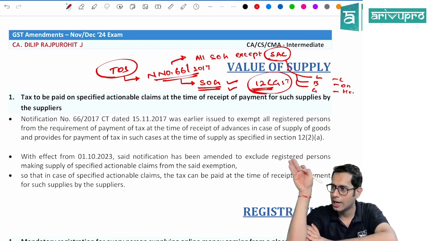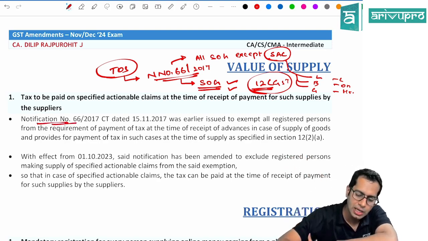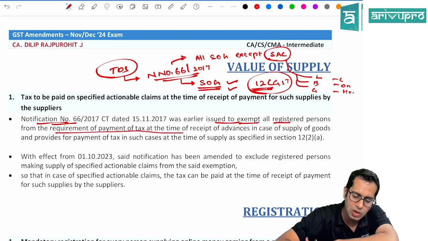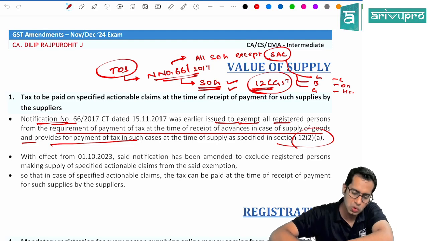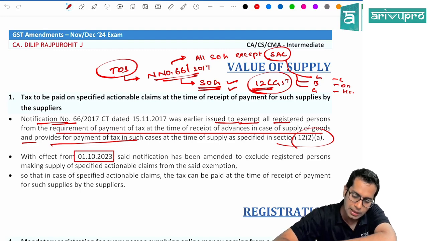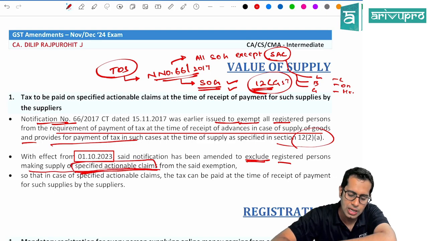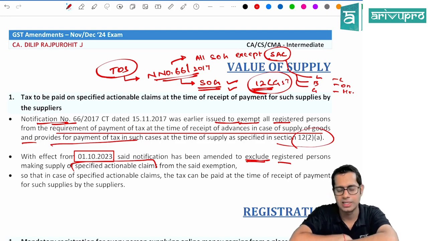What is this amendment or clarification telling, sir? Notification number 66/2017 was issued to exempt registered person from the requirement of payment of taxes at the time of receipt of advances in case of supply of goods, and provides for payment of taxes as per section 12 subsection 2A with effect from 1st of October 2023. The notification shall exclude registered person making supply of specified actionable claims. Meaning what, sir? If you are making supply of specified actionable claims, for you this notification 66/2017 is not applicable.